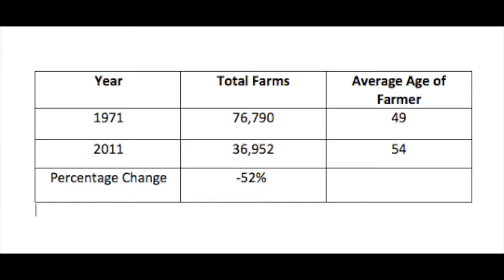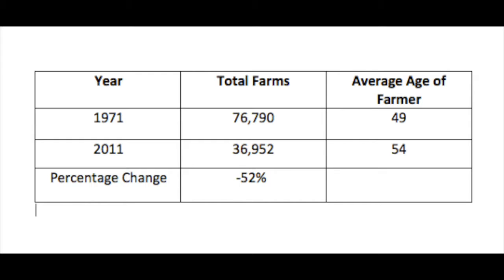Looking at the first table, it is easy to see the comparisons of total number of farms in 1971 compared to the number of farms in 2011. The difference being 39,838 or 52% more farms in 1971. From a smaller range of years, there are still significant changes happening. For example, from 2006 to 2011, there has been an increase of 15% of the size of farms.